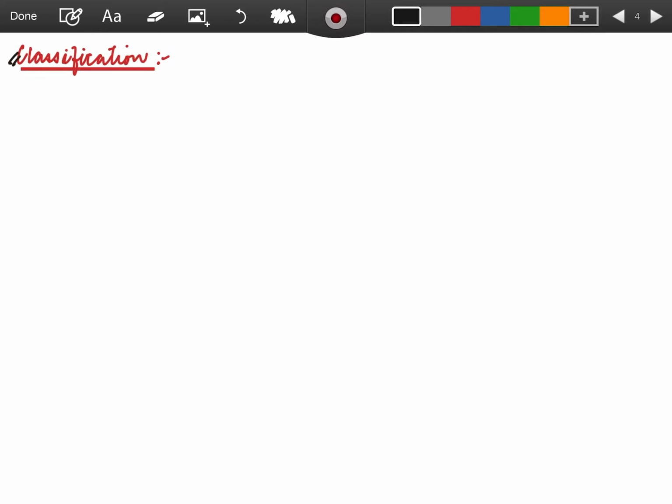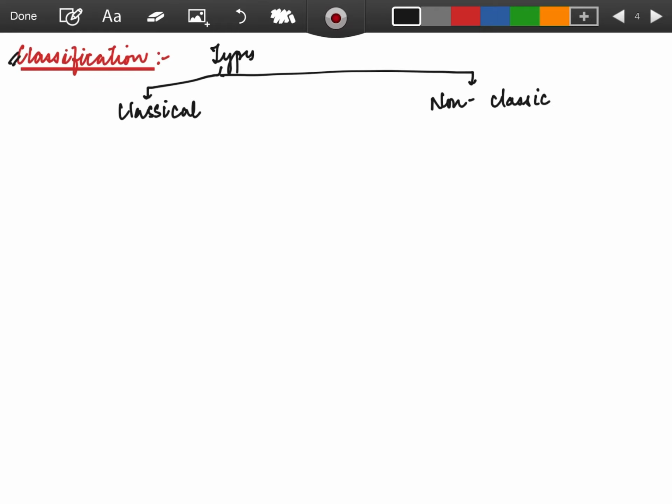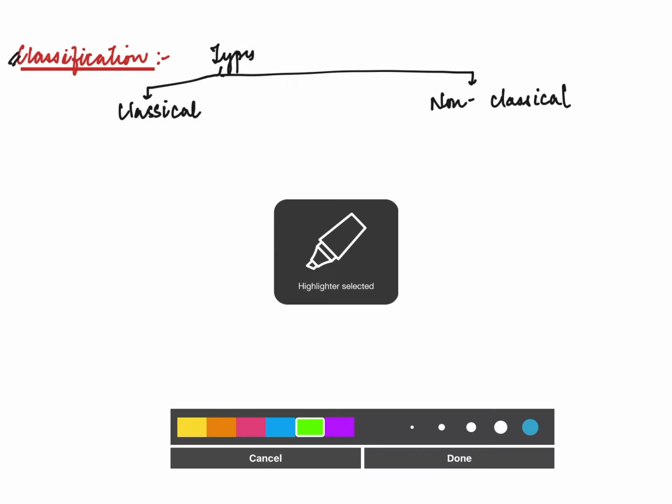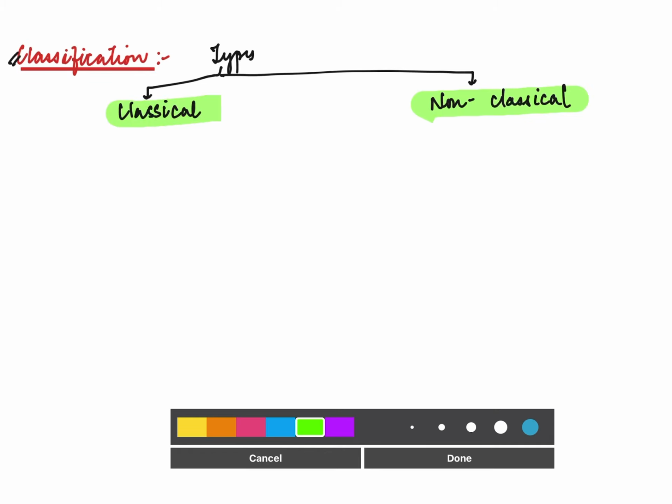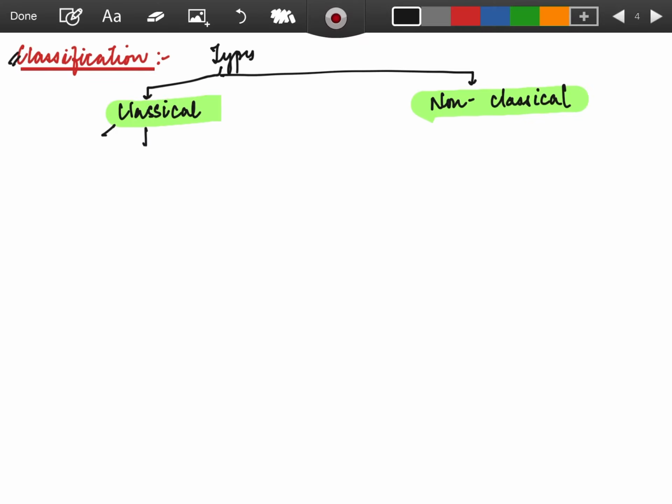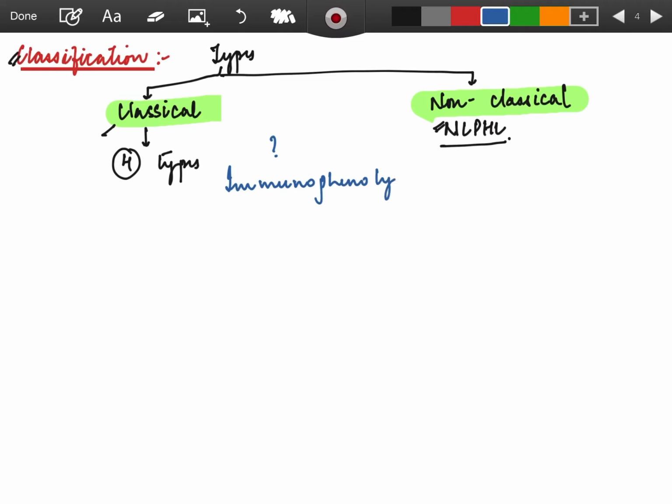So for classification, we divide Hodgkin lymphoma into two types. The first is classical and the second is non-classical. How do we divide Hodgkin lymphoma into classical and non-classical? This is based on immunophenotyping. Classical again has 4 subtypes, and non-classical is called nodular lymphocytic predominant Hodgkin lymphoma.